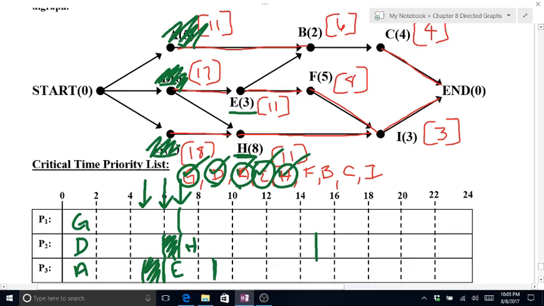Again, we only had one task open, so the open processor has to idle until 9 minutes when processor 3 finishes task E. When E is finished, that opens up B and F. I have 2 processors open, so F can go with processor 1, that takes me to 14. And B can go to processor 3, that takes me to 11.